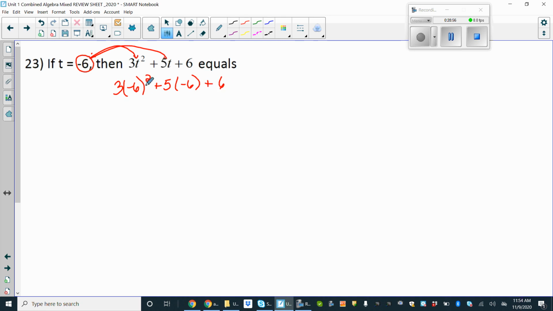Type it in directly into the calculator the way you see this here. You could type it all right in and it will give you your answer. If not, you could do it step by step. Negative 6 is getting squared. It's only attached to the number in the parentheses. So negative 6 squared is 36. Plus 5 times negative 6 plus 6. Now I'm going to do multiplication. 3 times 36 is 108. 5 times negative 6 is negative 30 plus 6. And when you type that into your calculator, your answer is 84.